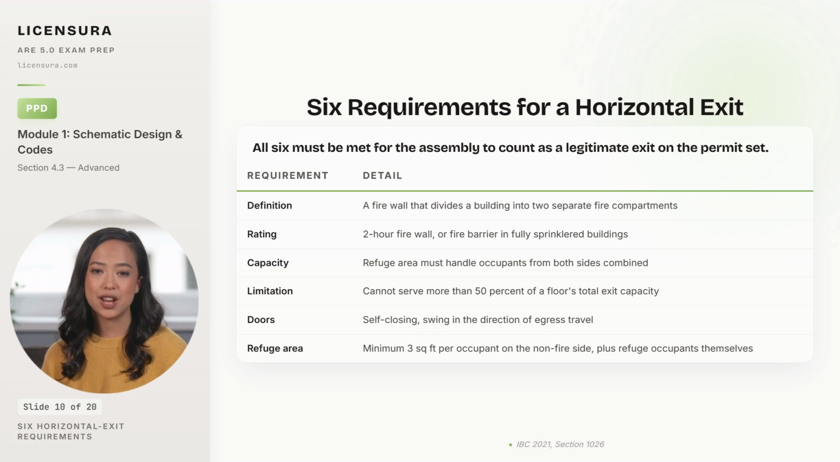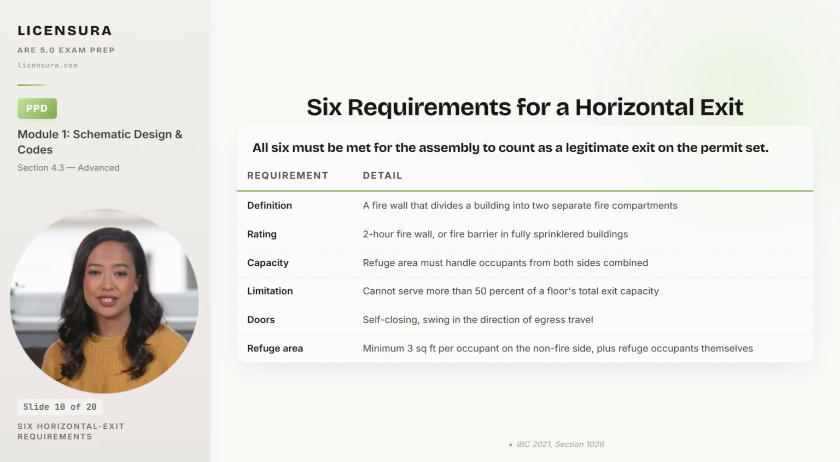The refuge area on the non-fire side must accommodate occupants from both sides of the wall, because everyone who passes through the door joins the people who were already on the safe side. Fourth, the limitation. A horizontal exit cannot serve more than 50% of a floor's total exit capacity, which means at least half the exits must still be vertical stairs or direct exterior doors.